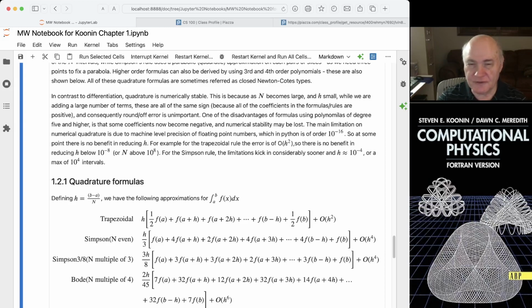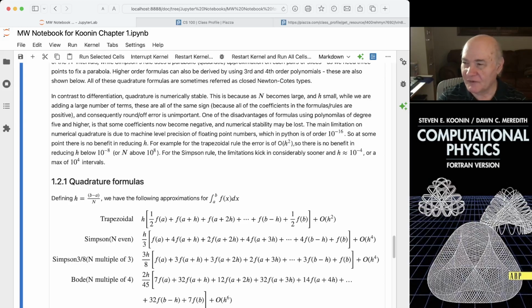With quadrature, at least in the formulas that we're going to use, you're always adding the same positive quantities. Everything is positive, so round off error is not as much a factor. You still have the problem that in Python, at least, the precision on your computer is about 16, 17 significant digits. So that's always going to be a limitation.